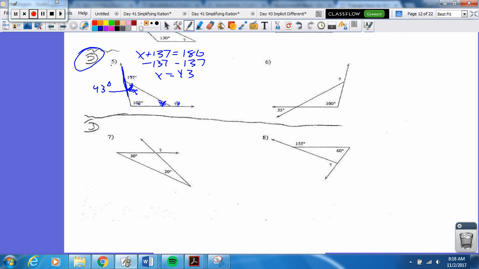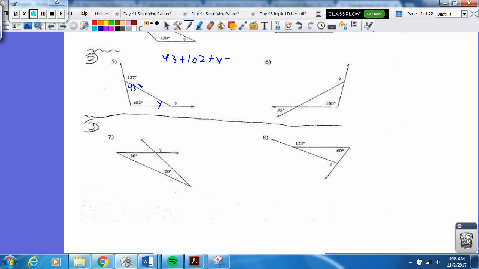All right, welcome back. Let's see if we got it. So we got 43 right here. So that would mean that, let's call this y, 43 plus 102 plus y equals 180. And so add those up. We got 145 plus y equals 180. And so subtract 145, y equals 35. Boom.